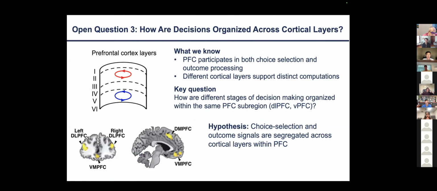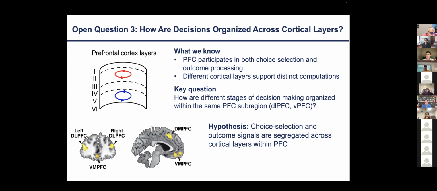And the third question we want to answer in this study, which is more familiar to this group, is the layer-specific function. How are decisions organized across cortical layers? What we know from previous studies is that the prefrontal cortex is engaged in decision making at multiple stages. It will be activated in choice selection of the decision making, and it also processes the outcome from the decision making.